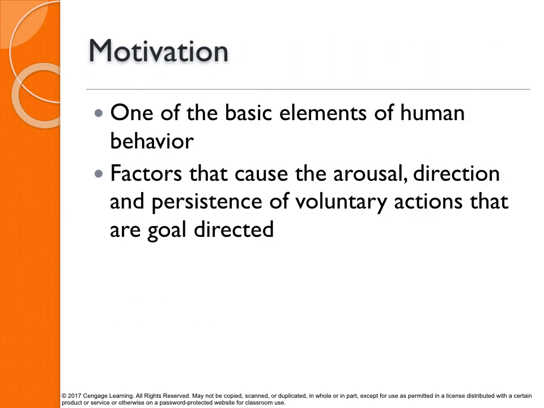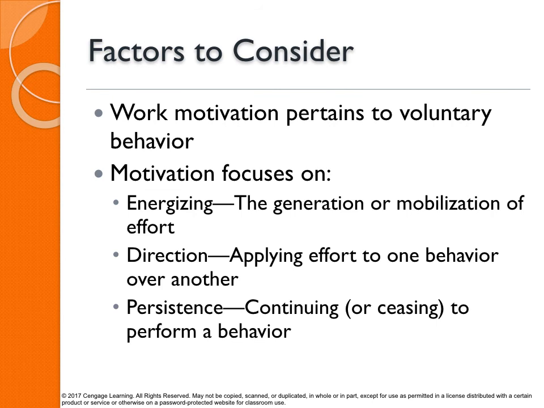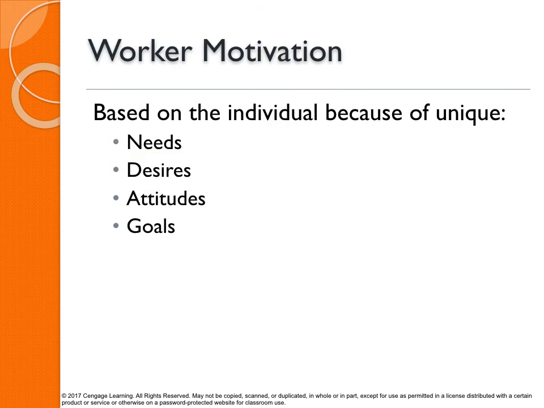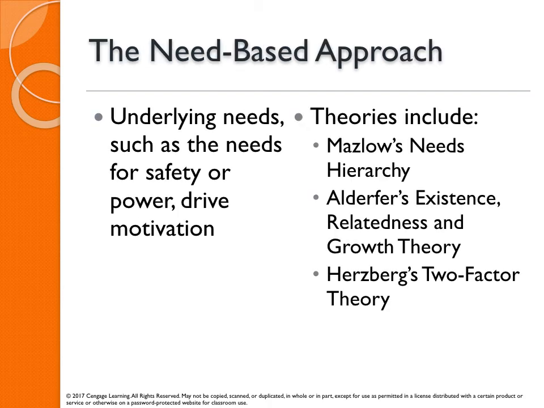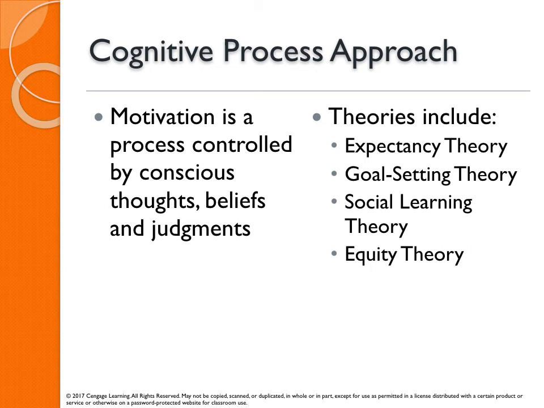And then motivation. All right, so we're going to talk a little bit more about motivation. Again, this is a big field in OB. It's based on the individual because of unique needs, desires, attitudes, and goals, right? So because everybody's different, motivation is going to work a little bit differently for different people. However, there are some general theories of motivation that are true for most people. So motivation can be broken down into different categories here. What they call the needs-based approach, which includes Maslow, Alderfer, Herzberg, which I mentioned earlier, and then cognitive approach, process approach, for example, expectancy theory, goal setting theory, social learning theory, and equity theory.